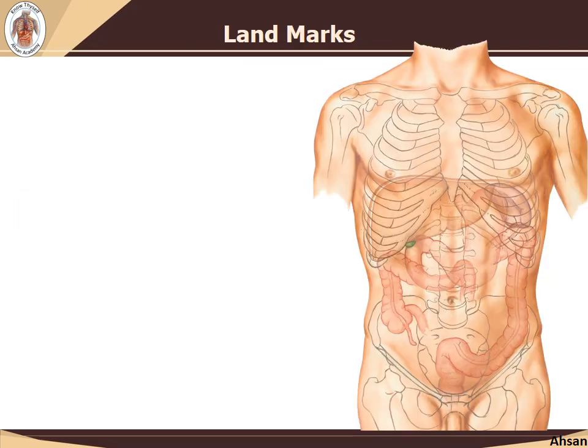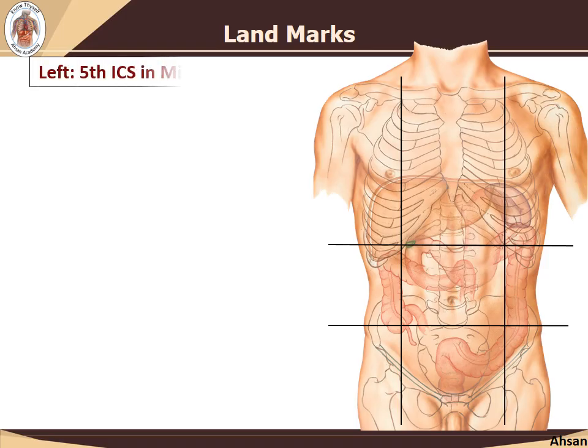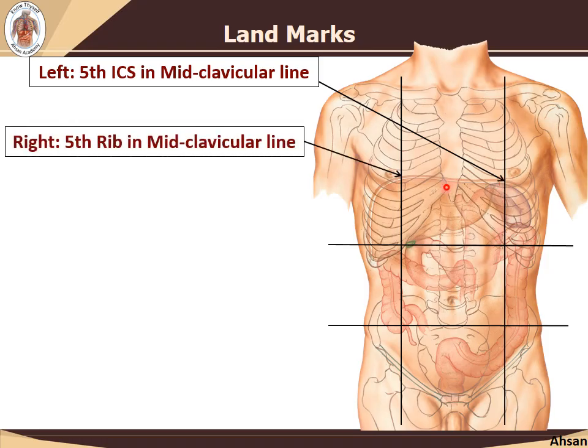So we have identified some landmarks on the anterior part of the thorax and abdominal wall to draw this line. You see the diaphragm is projected into the thoracic cavity, and you see this mid-clavicular line. On the left side, the diaphragm is at the 5th intercostal space, and on the right side it is at the 5th rib. At this level the diaphragm lies. On the right side it is a bit higher because of the presence of the liver, pushing it.